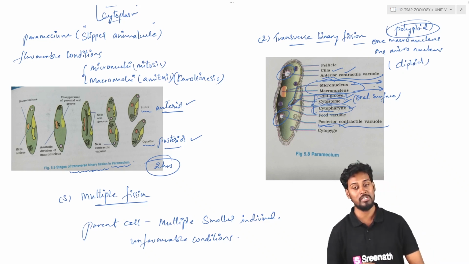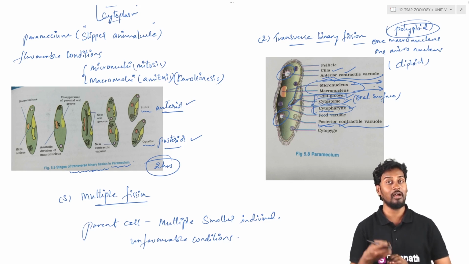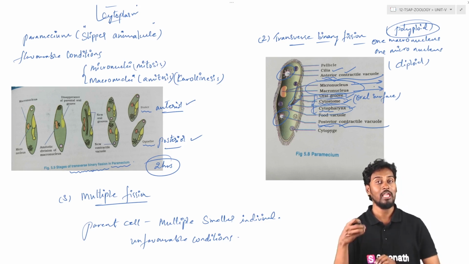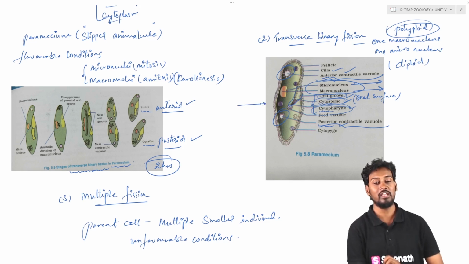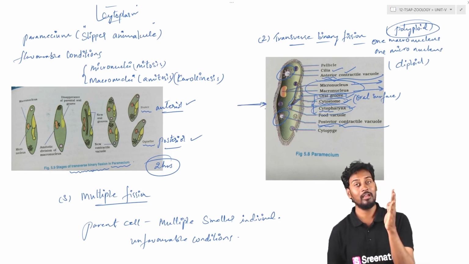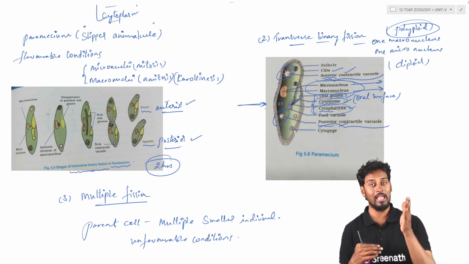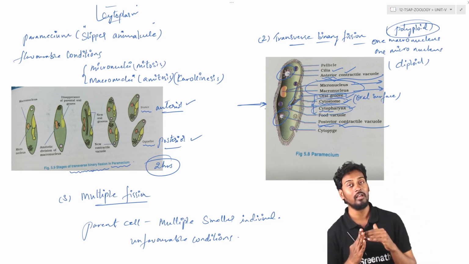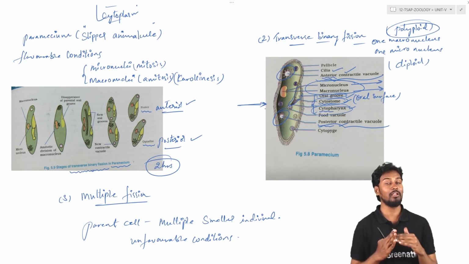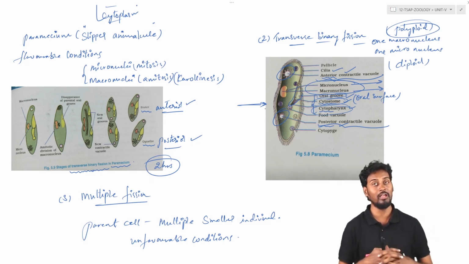Under favorable conditions, this paramecium undergoes transverse division. Transverse division is the one which happens in a transverse section, that is, at an angle perpendicular or at a right angle to the body of the paramecium.